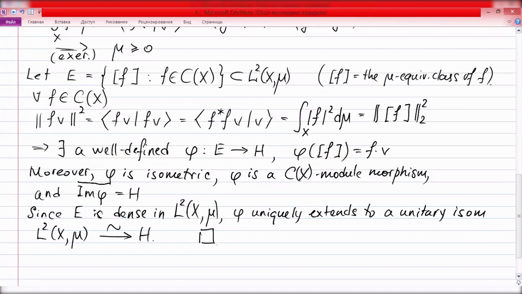Okay, so this theorem describes the structure of an arbitrary cyclic star module over the algebra C of X, where X is a compact Hausdorff topological space. Before we extend this result to arbitrary star modules, not necessarily cyclic, let's look at an operator theoretic corollary of this result.